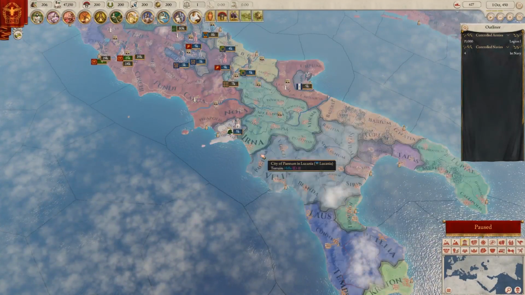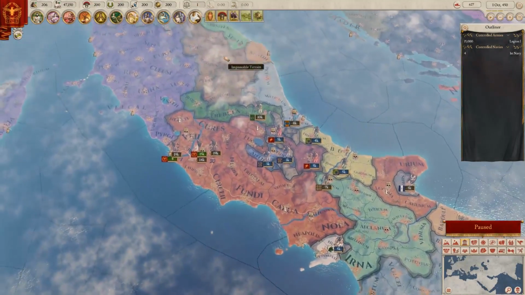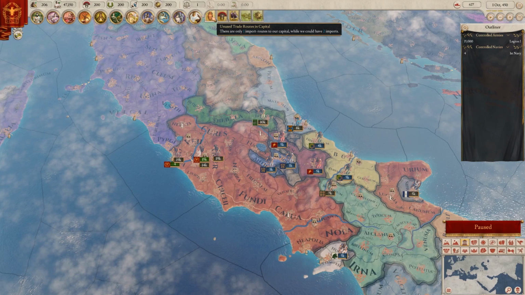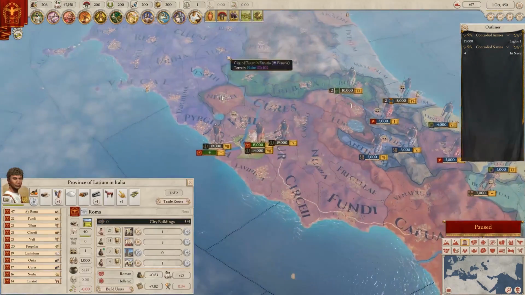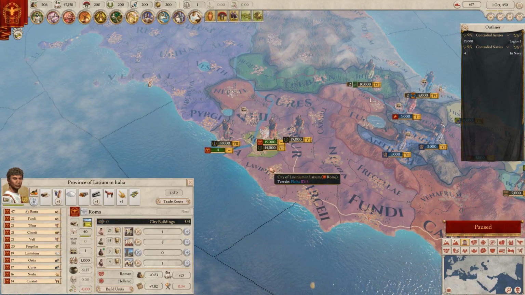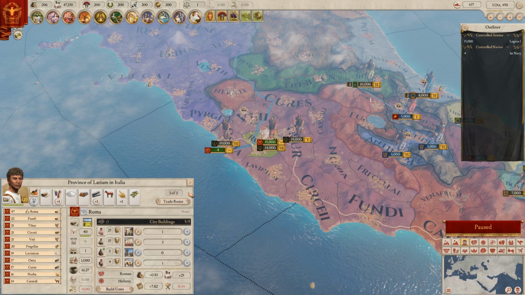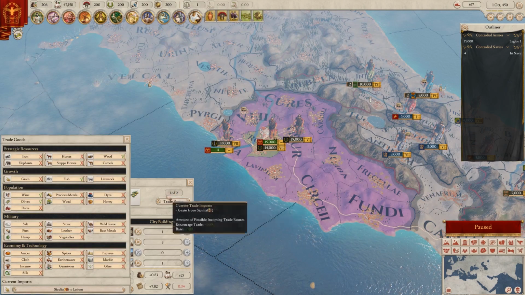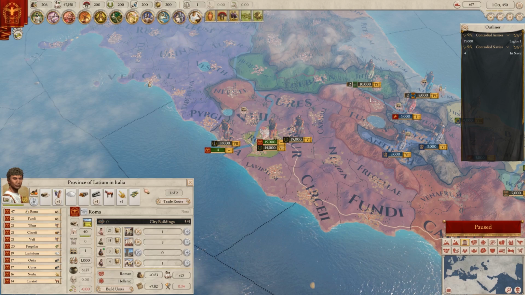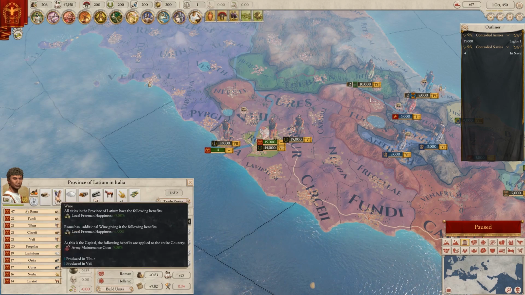But what's so important about trade then? Well, let's start with this message, unused trade routes in capital. If we go here, you can tell that my capital province has 1 out of 2 trade routes in use. You can click the trade route and then you get the option to get new ones. But first, let's take a look at the things that are showing up right here.